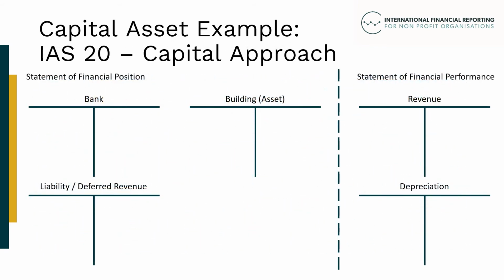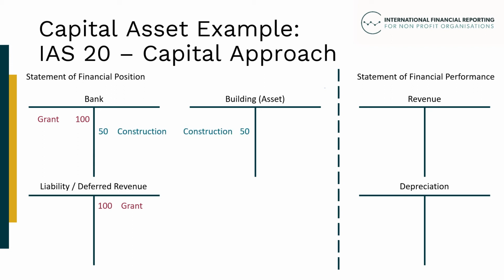Let's now look at the accounting entries that would result from following the capital approach in IAS 20. At the start of the first year, the grant of 100 is received. Debit bank 100, credit deferred revenue 100. During that year, construction starts. Let's assume the costs are spread evenly over the 2-year construction period. In year 1, costs of 50 are recognized, debit asset 50, credit bank 50.